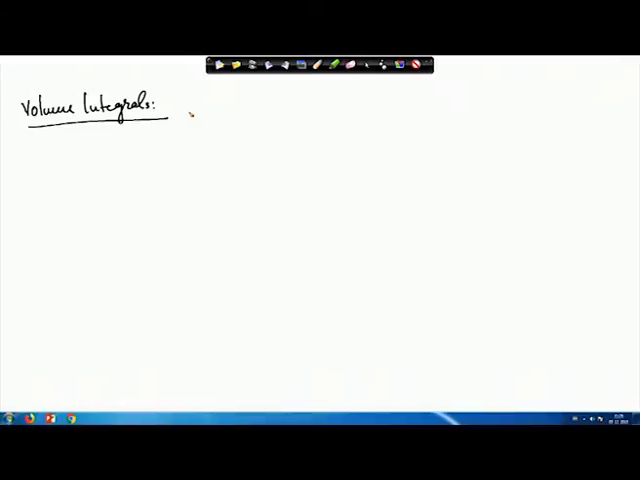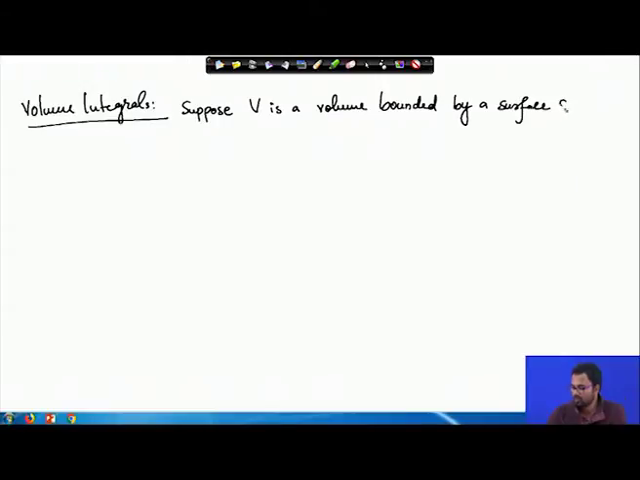So we did surface integral and Green's theorem, and today we will practice some volume integral examples, and then we will move to Gauss divergence theorem. All right. So volume integral basically means that, suppose the statement goes like this: suppose V is a volume bounded by a surface S.